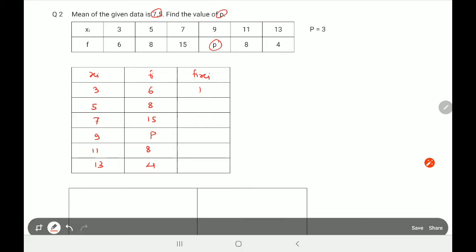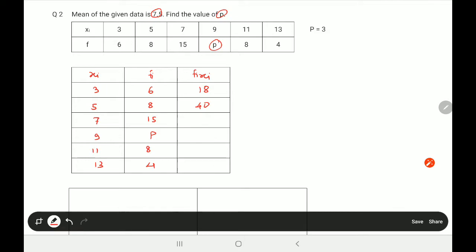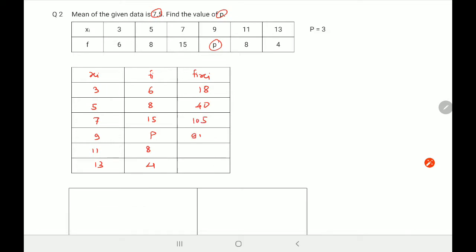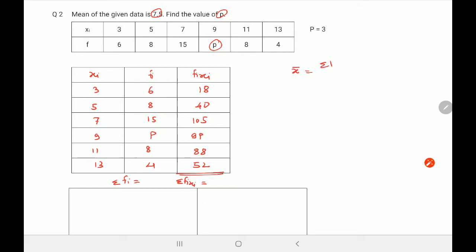If I multiply, it is 18 here, 40, 105, 9p, 88, 52. And if I add this one, we call it summation fi xi. And if I add this one, we call it summation fi. ठीक है ना? And what is the formula for mean? X bar is equals to summation fi xi upon summation fi. ठीक है?